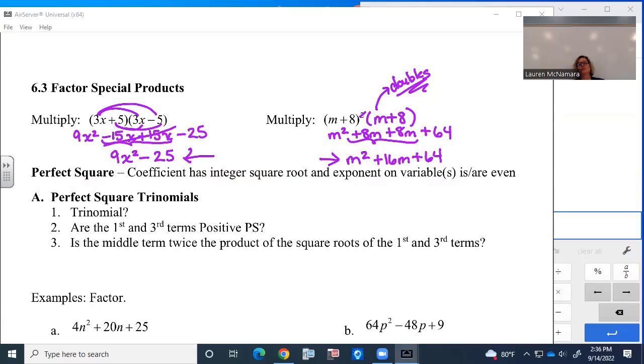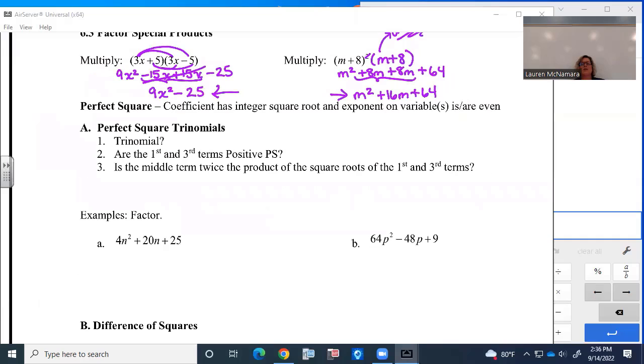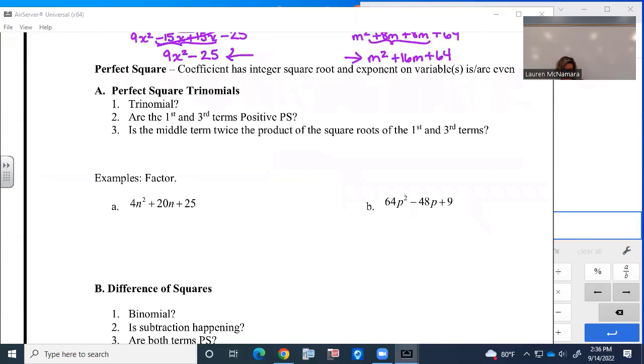All right, so a perfect square trinomial. Do you always have to find the perfect square trinomial by using the pattern? You don't, because you can still factor it. But there are three questions that you can look at. Is it a trinomial? Are the first and last terms positive perfect squares? So that's what that positive PS means. Is the middle term twice the product of the square roots of the first and third terms? So let's look at this.